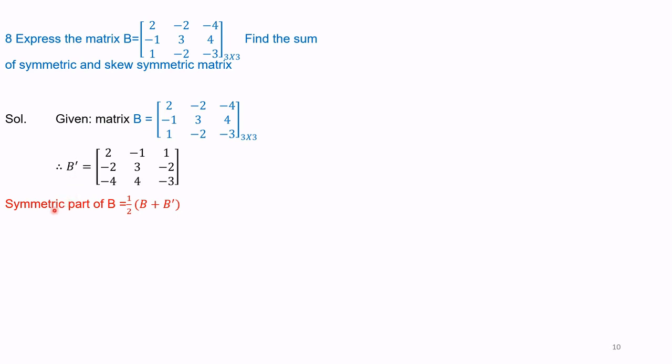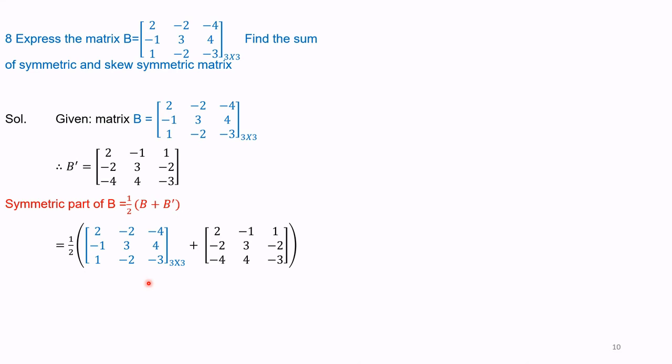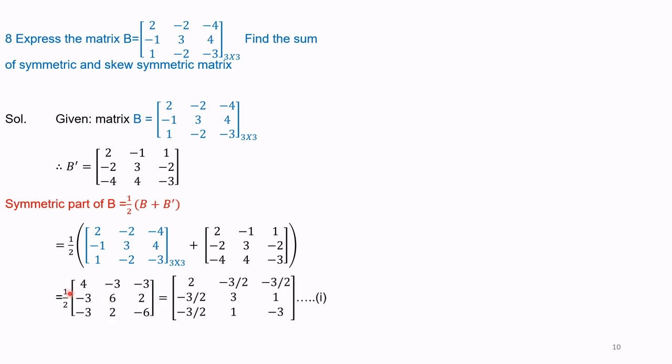By definition, the symmetric part of B is given by half of B plus B dash. We know B and B dash, so let us do it. We write half outside, and B is 2, -2, -4; -1, 3, 4; 1, -2, -3, plus B dash, which is 2, -1, 1; -2, 3, -2; -4, 4, -3. The black color is B dash and the blue color is B, only for easy identification.